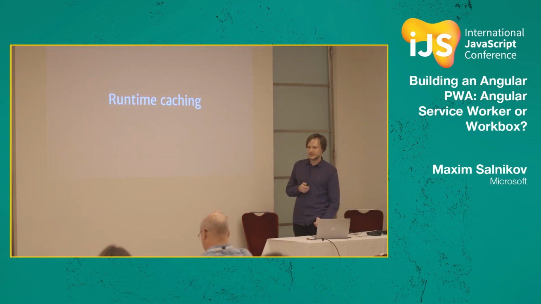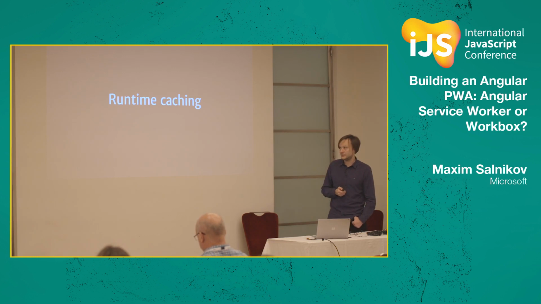Runtime caching, it's all about networking when we go beyond the application shell, because our application most likely consumes some data from the network, right? Our APIs, not our APIs. How does it work in these two different approaches?